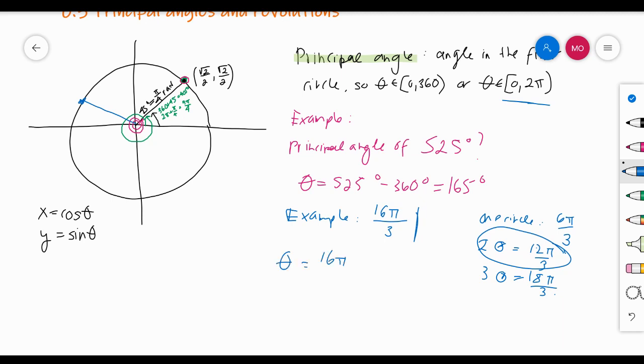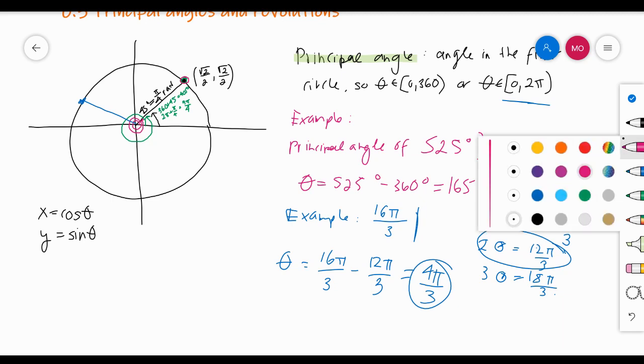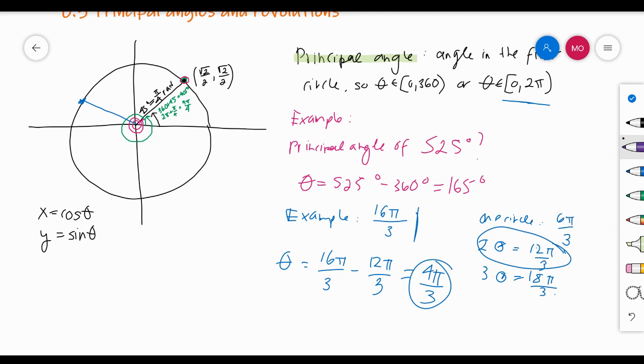So to find my angle, I'm going to take my 16 pi over 3 and subtract 2 circles from it, which is 12 pi over 3. So 16 minus 12 is obviously 4. So this is an angle of 4 pi over 3. So 4 pi over 3, where is that? It's in this quadrant. Now it's kind of weird because none of my colors actually match, but let's pick purple. So 4 pi over 3 is going to be somewhere here.